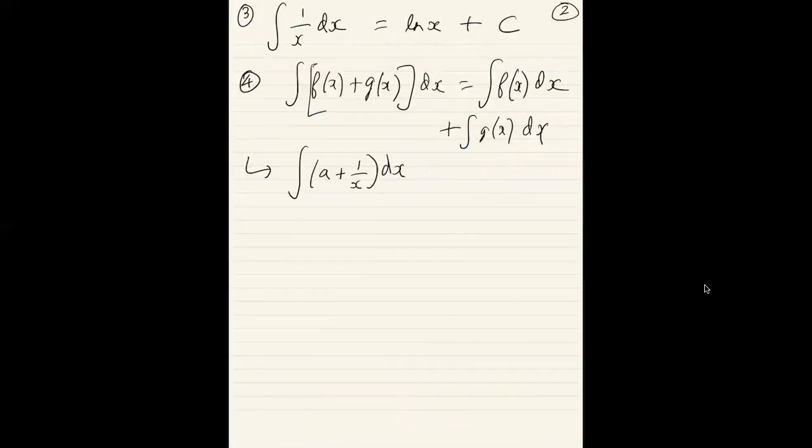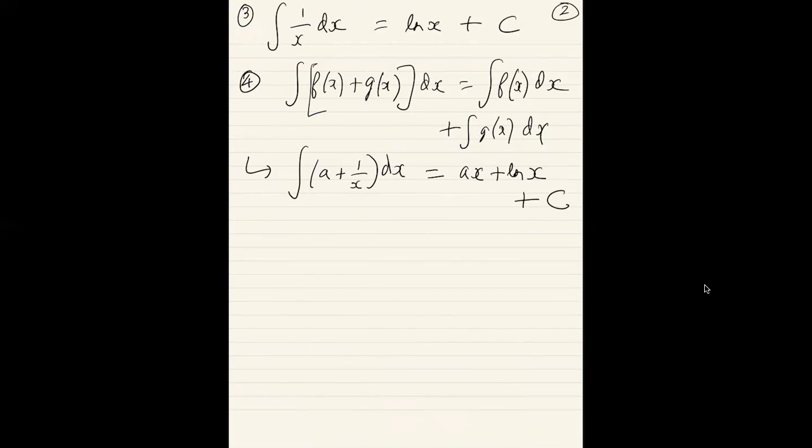All we need to do is to add both of them. So the integral of (a + 1/x) dx is ax plus ln x. Now you might ask, what about the constants? A constant plus a constant is also a constant. So you don't have to write C1 plus C2. You just write down the C over here.